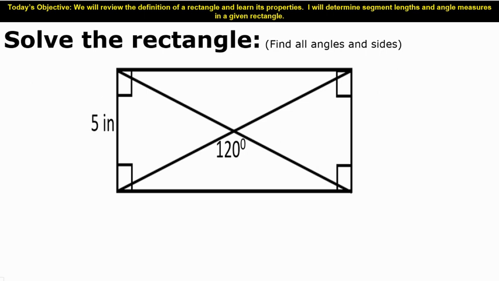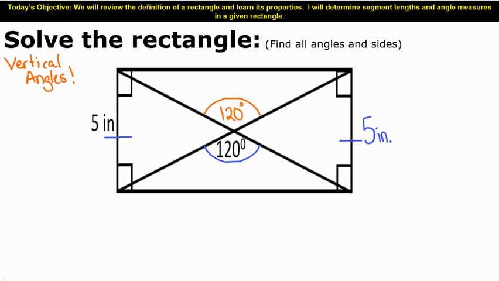Okay? So probably the easiest thing is if I know one side is 5 inches, what else do I know? The side across from it is 5 inches, right? So that's an easy one. Okay? That's my rectangle, that's my parallelogram property. And then if we think all the way back to unit 1B, do you remember what we call these angles? Vertical angles, and we know they're the same. So if one's 120, the other's 120.